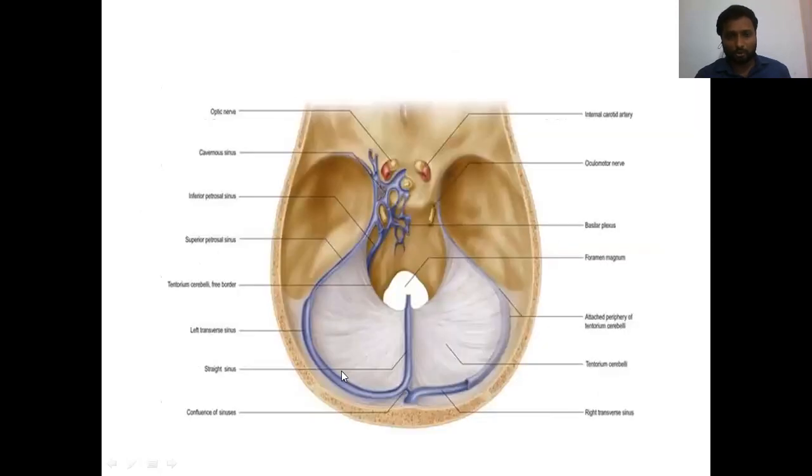So what is meant by posterolateral part and anterolateral part? I told you this is the free margin. Now we are going to see the attached margin. This part of the attached margin is known as the anterolateral part, and this part is known as the posterolateral part. This is the posterolateral part of one half, and this is the anterolateral part of this half. On the opposite side, this is the anterolateral part and this is the posterolateral part. This posterolateral part is connected to the lips of the transverse sulcus.